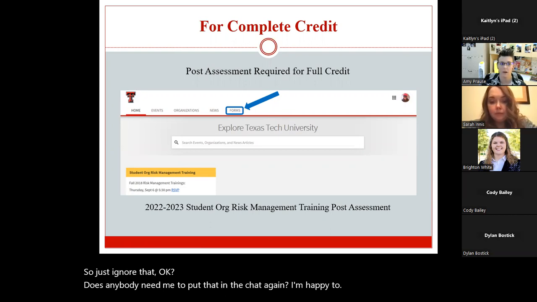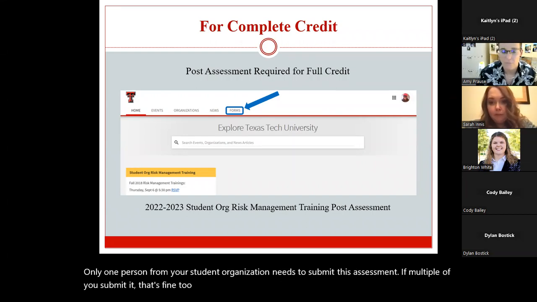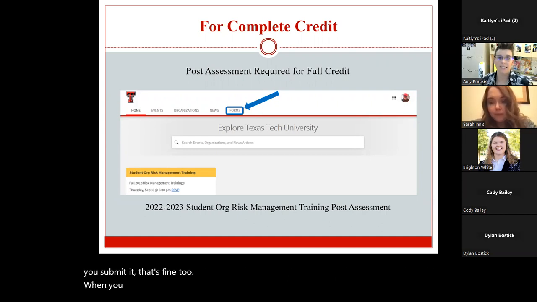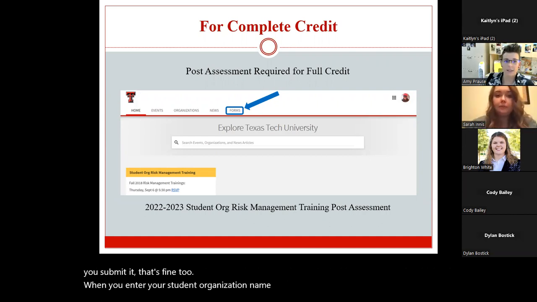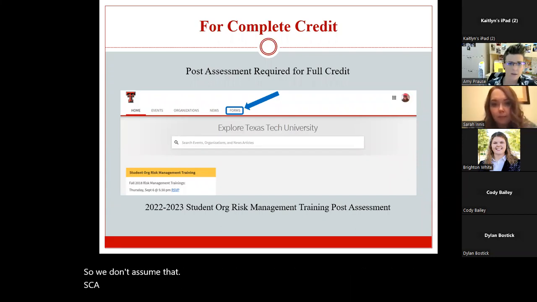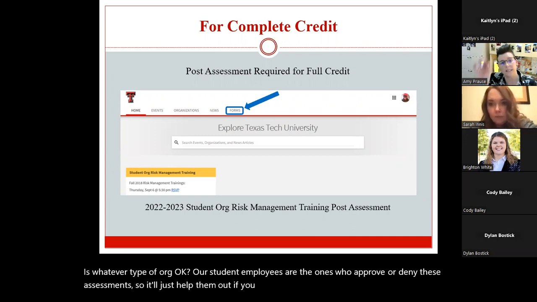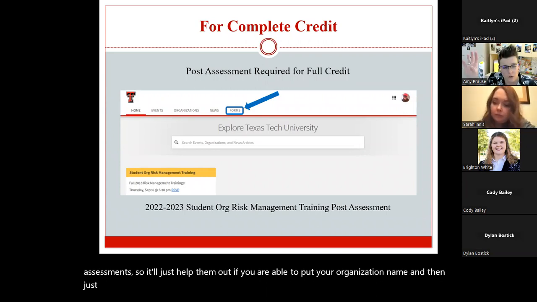All right. Only one person from your student organization needs to submit this assessment. If multiple of you submit it, that's fine too. When you enter your student organization name into the assessment, will you please just designate vet school? Okay, so we don't assume that SCAAEP is whatever type of org. Our student employees are the ones who approve or deny these assessments. So it'll just help them out if y'all are able to put your organization name and then just put vet school before or after that.